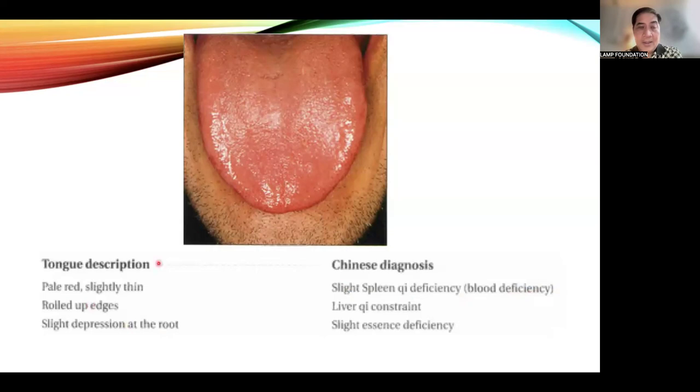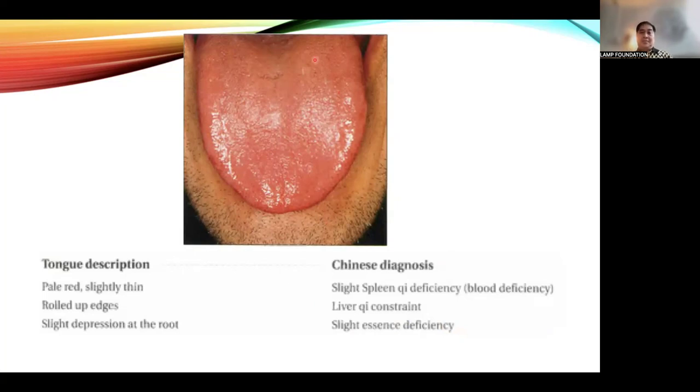So then the edges are rolled up here. When you have that, that is a sign of liver qi stagnation or liver qi constraint. So what happens when you have liver qi constraint? The liver qi is depressed. So when the liver qi is depressed, there will be heat following the stagnation. That's why this one is rolled up. And if you look at the root, it's slightly depressed. So that means there is slight essence deficiency. So there is no heat because the color of the tongue is still normal.